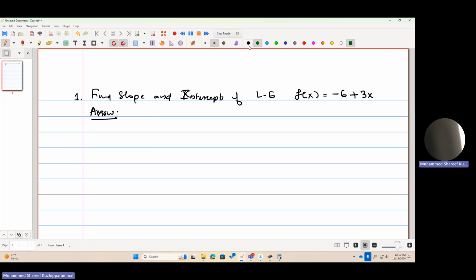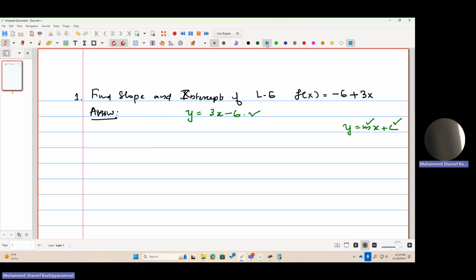One of the easy questions from this material, from your book. This is the so-called f(x). You know that it is nothing but y. So y = 3x - 6 or -6 + 3x. Both ways you can call it. And you know the equation y = mx + c. Here m is the slope, and c is the y-intercept.